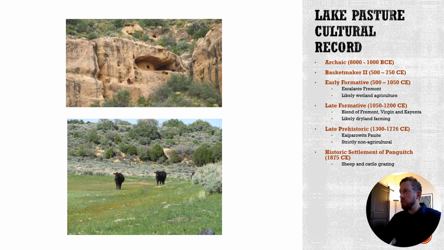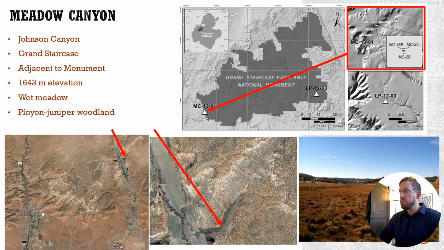The cultural record at this site is interesting because during the early formative, we have the Escalante Fremont, most likely engaging in wetland agriculture. And then during the late formative, we have a unique blend of Fremont, Virgin, and Kayenta culture. And these people are most likely practicing dryland farming. Then during the late prehistoric, we have the Kaiparowits Paiute, who were strictly non-agricultural according to ethnographic records. Historically, we have the settlement of Panguitch at 1875 with the introduction of sheep and cattle grazing.